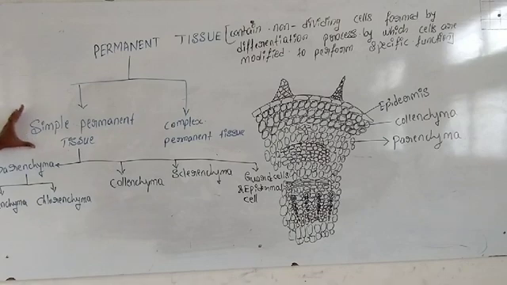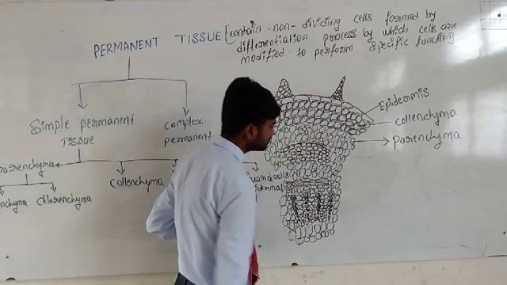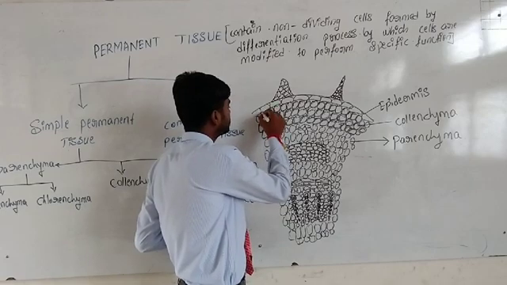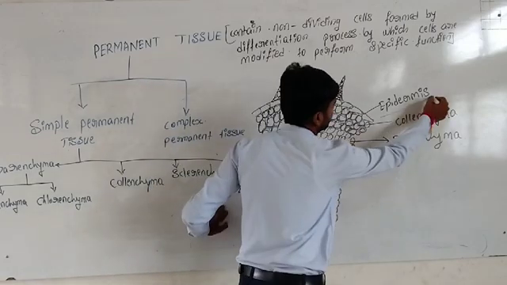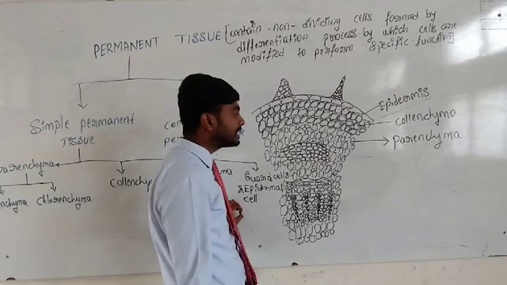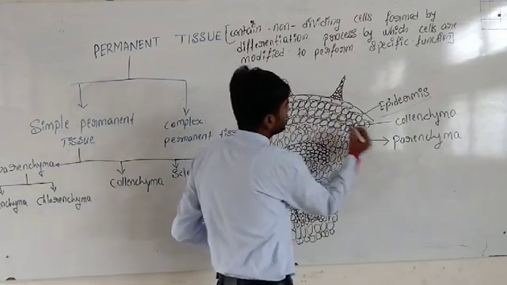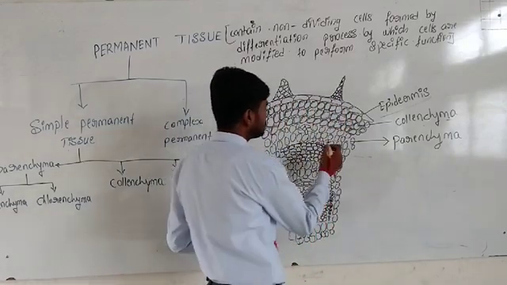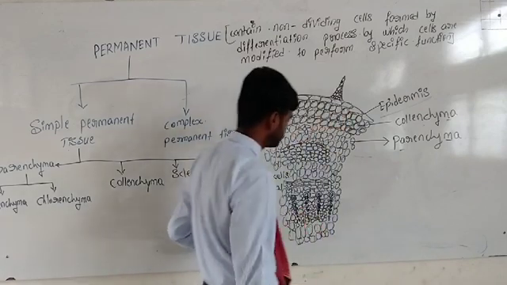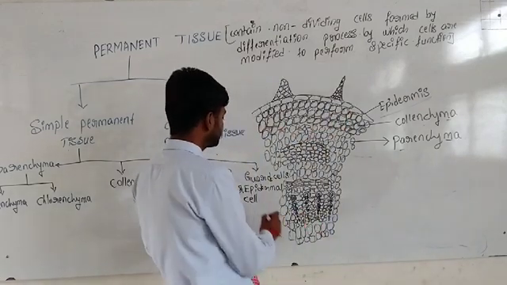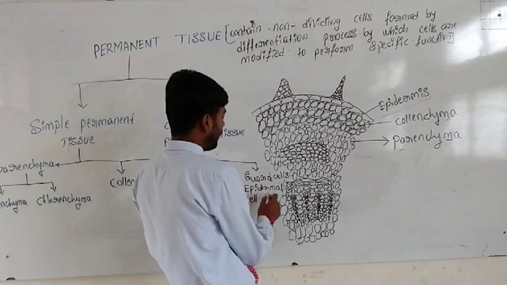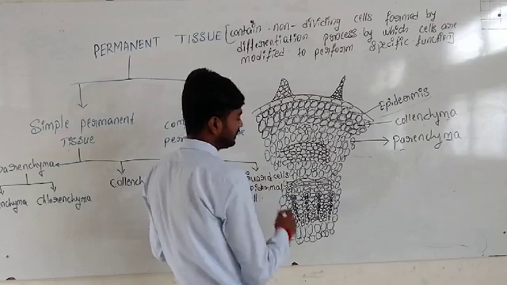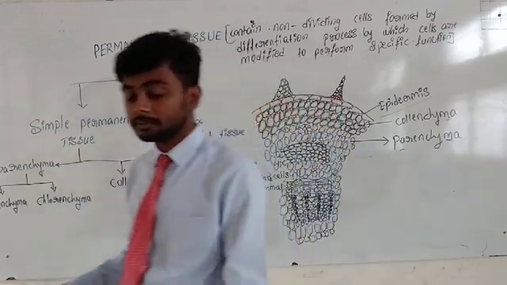Simple permanent tissue. You can see that section of stem. You can see the first layer, that is the epidermis. Second one is collenchyma. Third one is parenchyma. You can see the epidermal cells and the epidermal guard cells on this side.